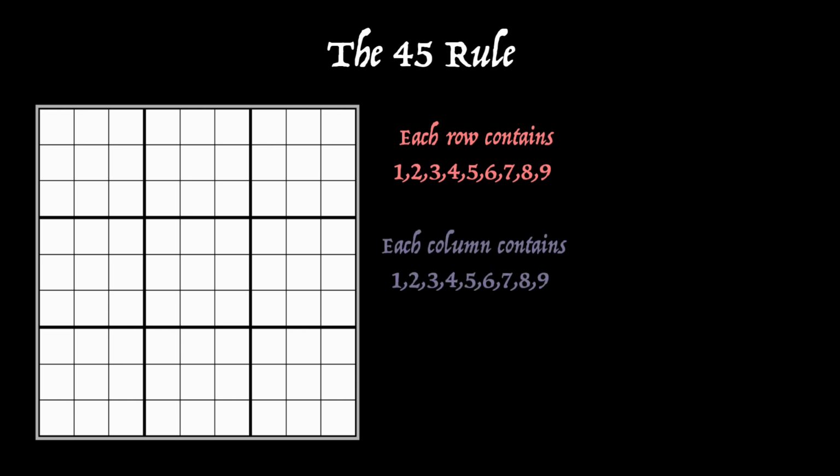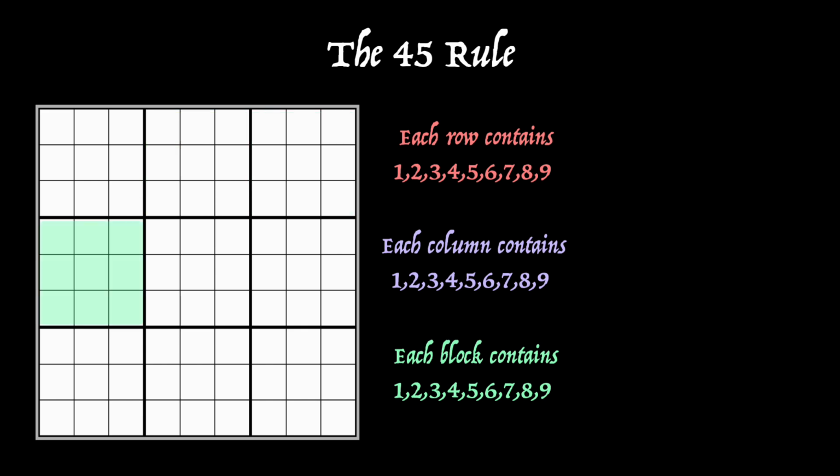Now you'll recall that in a Sudoku puzzle each row contains the numbers 1 to 9, once each, no repeats. And that's also true for each column. You'll get 1 up to 9 in some order in each column. And finally each block will contain 1 to 9 in some order.